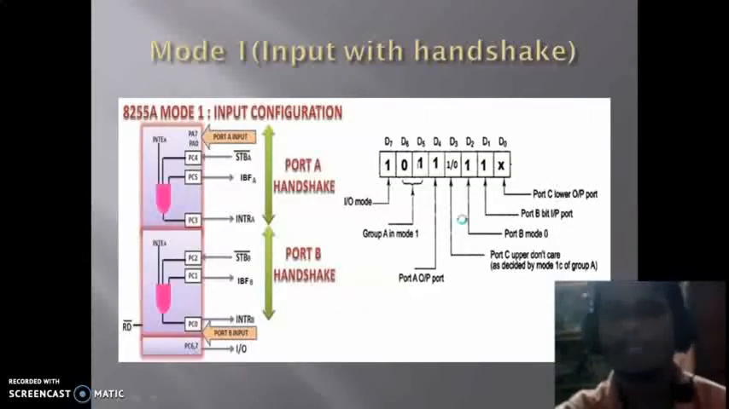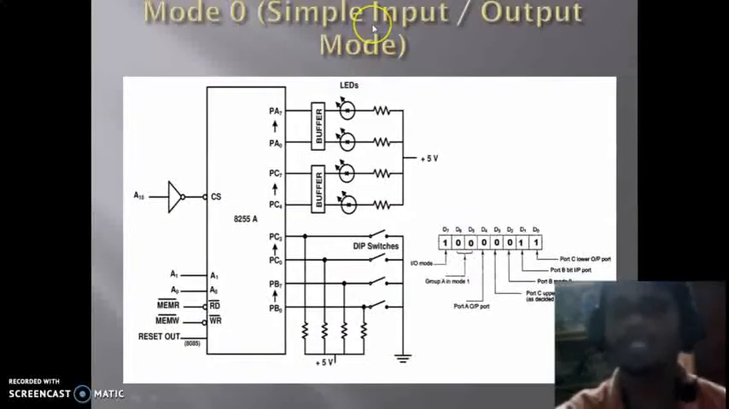So basically here, mode 0 is a simple input output mode, and we will take an example so that this mode can be understood very easily. Here, port B and port C lower are used as input ports, and port C upper and port A are used as output ports. So DIP switches are connected with port C lower and port B, and LEDs are connected with port A and port C upper.